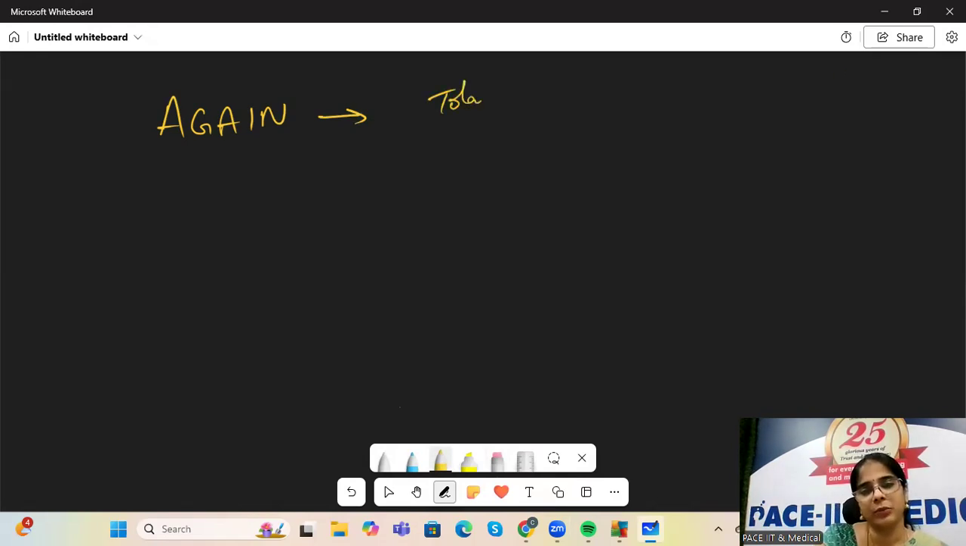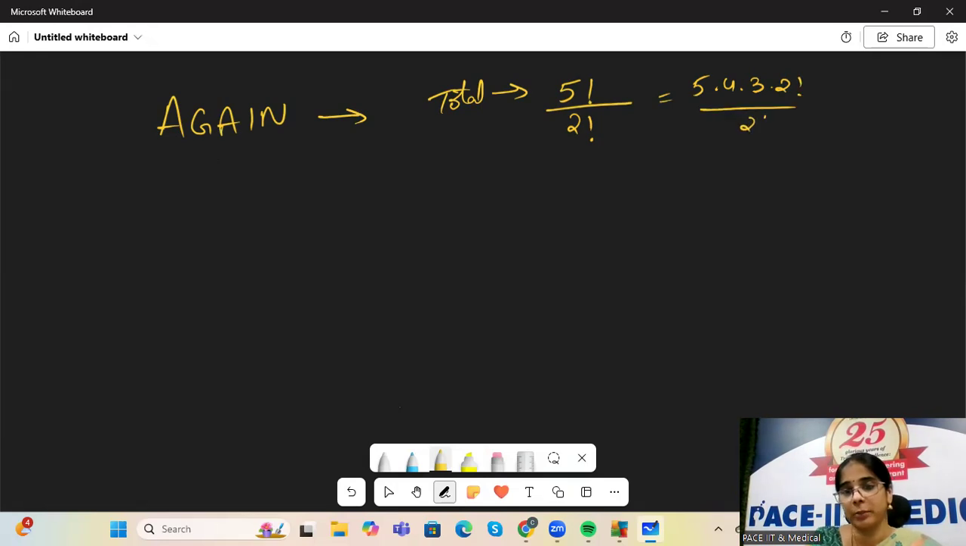For which I'll just take one example. Let me go with the same word, AGAIN, is what I'm going to go with. Right. Generally, total how many words do we get? Can you tell me? From this AGAIN, 5 letter combination, 5 factorial upon, we've got 2 A's, that is 2 factorial repetition there, isn't it? So that is 5 into 4 into 3 into 2 factorial upon 2 factorial. What is it? 5 fours are 20, and 20 into 3, 60. 60 total words are formed from this, right?